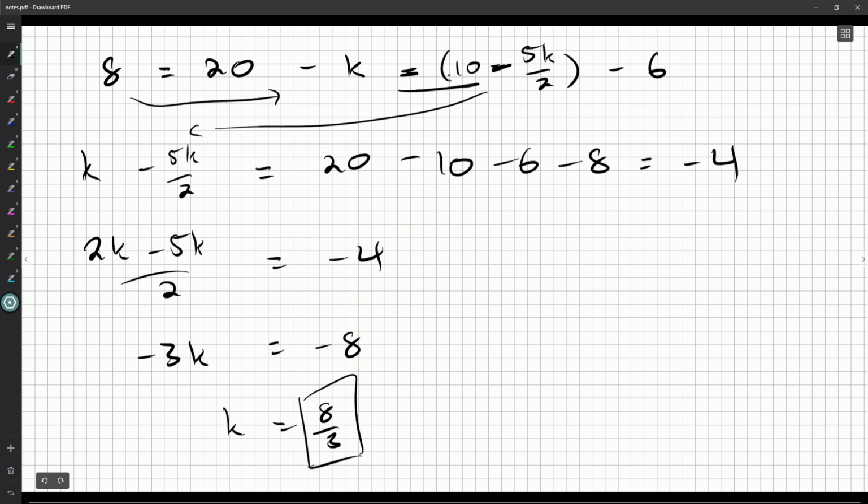Okay? So we've got our final answer. K must be 8/3. So we found the area in 2 different ways. One, they gave it to us. The other one, we used the bounding rectangle, made some triangles, and we got an expression in terms of K. And then it was just some algebra.